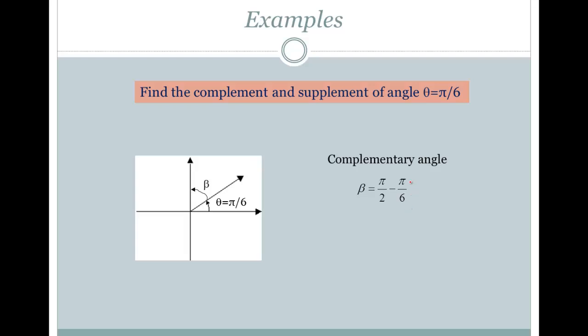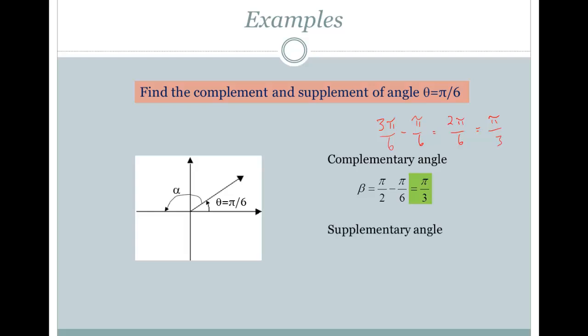I skipped some steps here, but if I was to do this out, I would get a common denominator. I would have 3 pi over 6, which is the same as pi over 2, minus pi over 6, which is going to be 2 pi over 6, which you can reduce down to pi over 3. So that's how I would find my complementary angle.